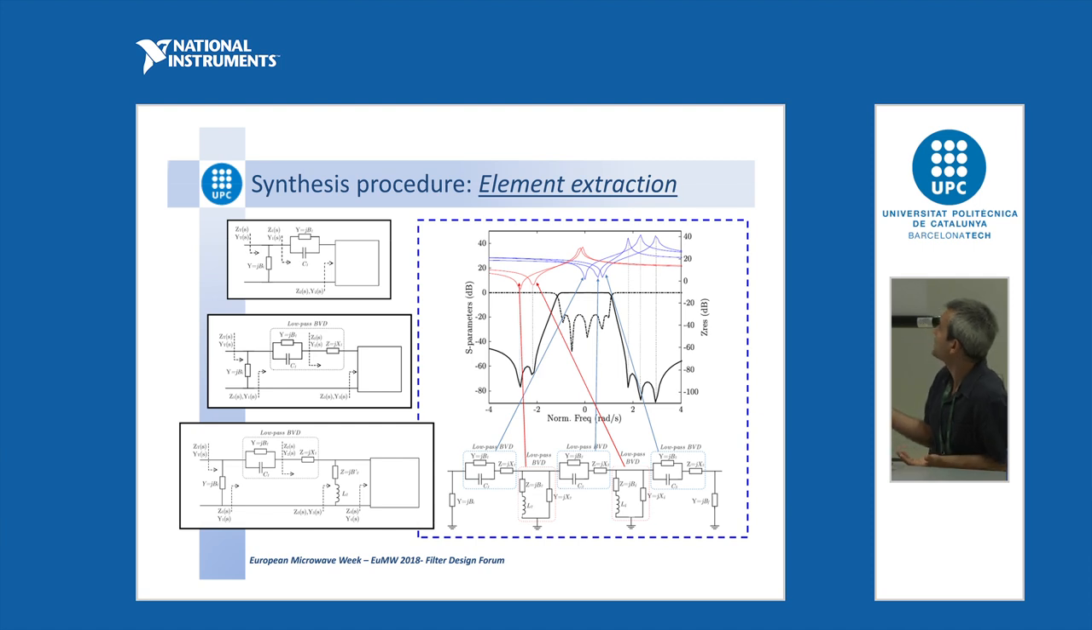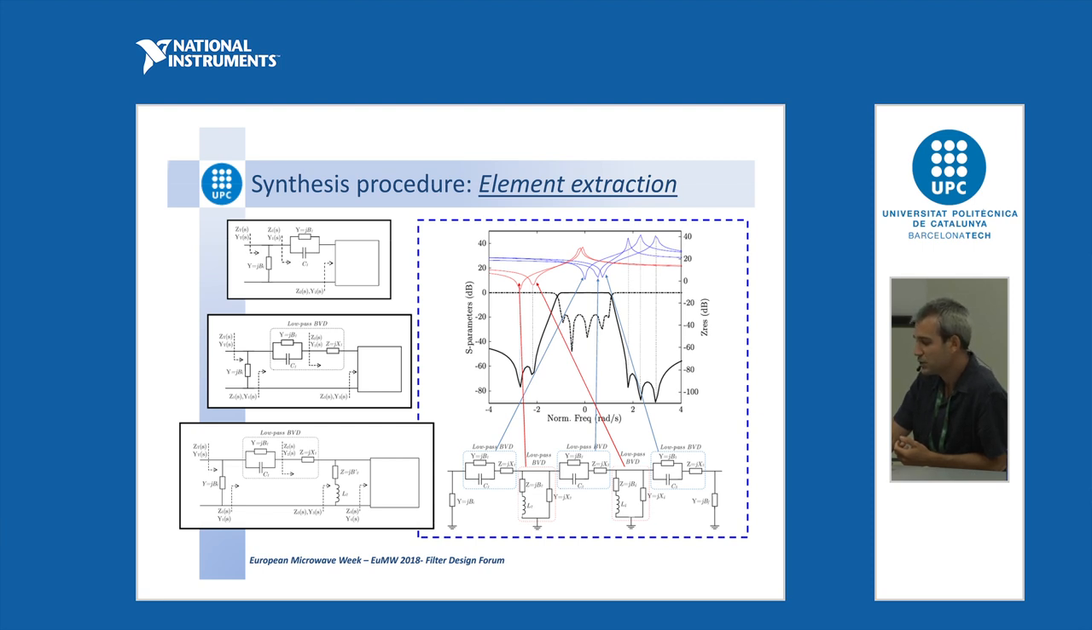Or actually, we do have flexibility here, so we can decide which transmission zero we extract. Depending on the way we do the extraction, we will obtain different topologies, right? But there's not much flexibility, because usually, as we said, the position of transmission zeros cannot be arbitrarily prescribed. And the element extraction procedure can continue from the following section up to the next section until we get all the different sections, right?